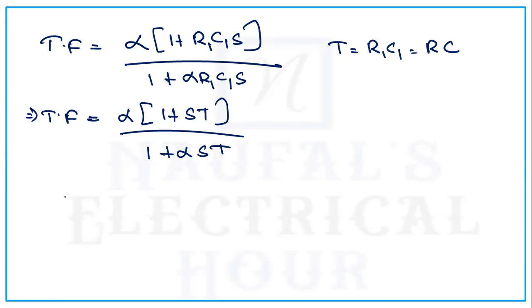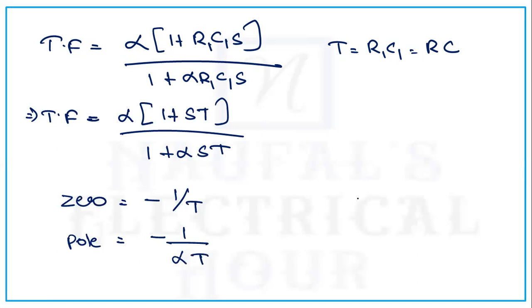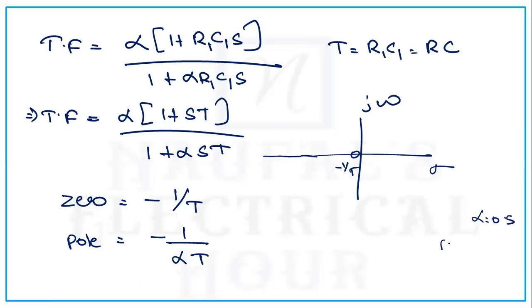So from here you can write the zero will be minus 1 by T, and the pole is equal to minus 1 by alpha T. So if you plot it, sigma j omega, then the zero will be minus 1 by T. And alpha is always less than 1. So if alpha is equal to 0.5, then the pole will be minus 2 by T, right? So this will be somewhere here only. So minus 2 by T.